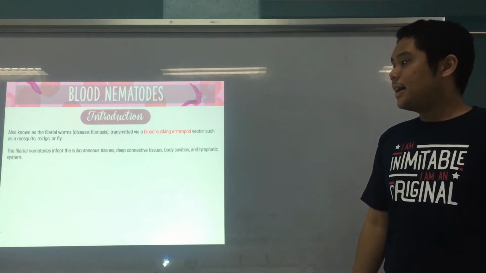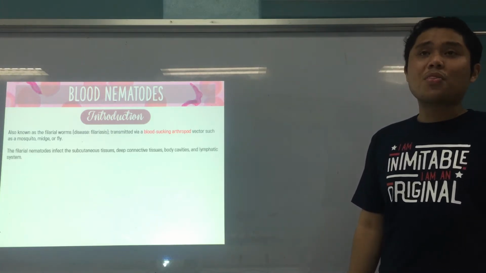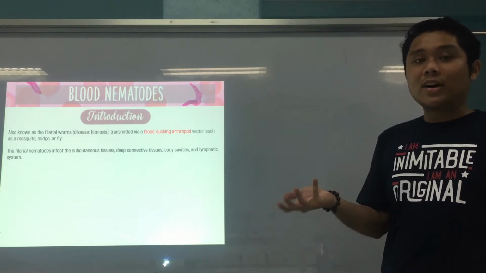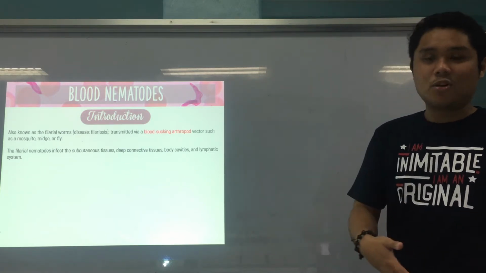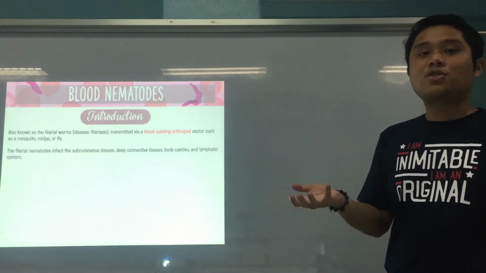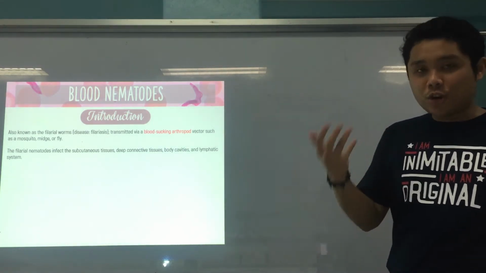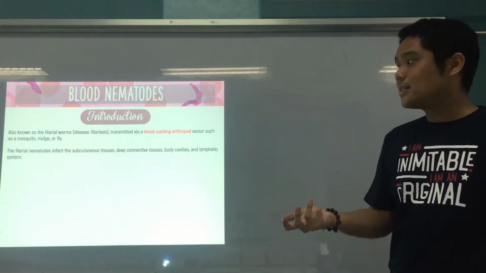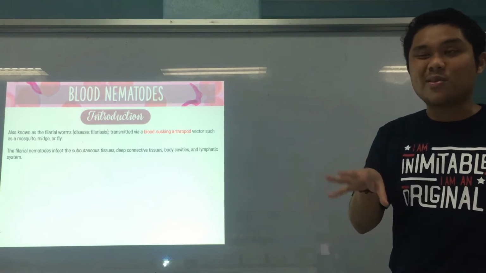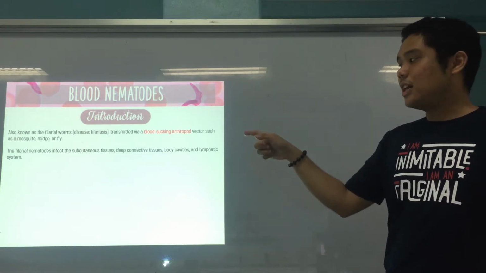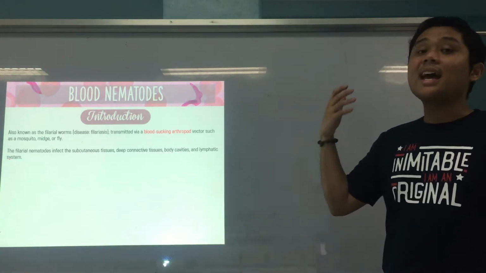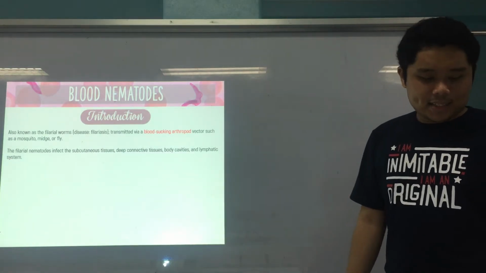Your filarial nematodes infect your subcutaneous tissues and your lymph vessels, but they start from the blood. Because again, the vectors will inject the infective stages of your filarial worms into your blood system or blood vessels. And then from the blood vessels, they migrate to different areas in your body, specifically your subcutaneous tissues, connective tissues, body cavities, and of course your lymphatic system.